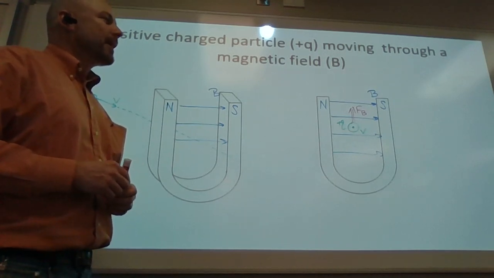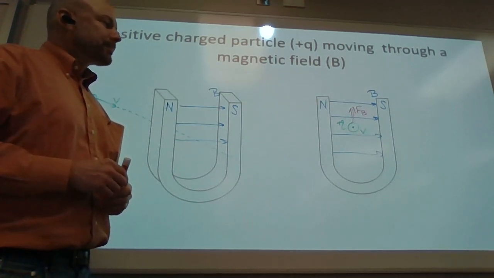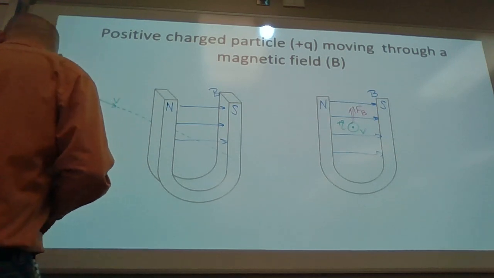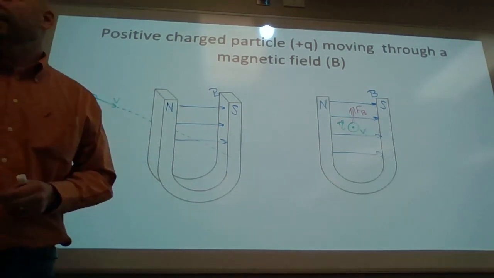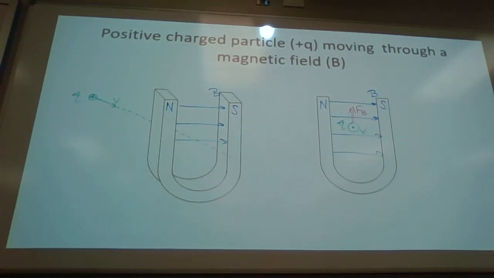Now, why this happens, I've got a sort of a good answer, sort of not. So foundational fact number 1 says moving charged particles create a magnetic field. The fact that this is moving, it creates its own magnetic field.